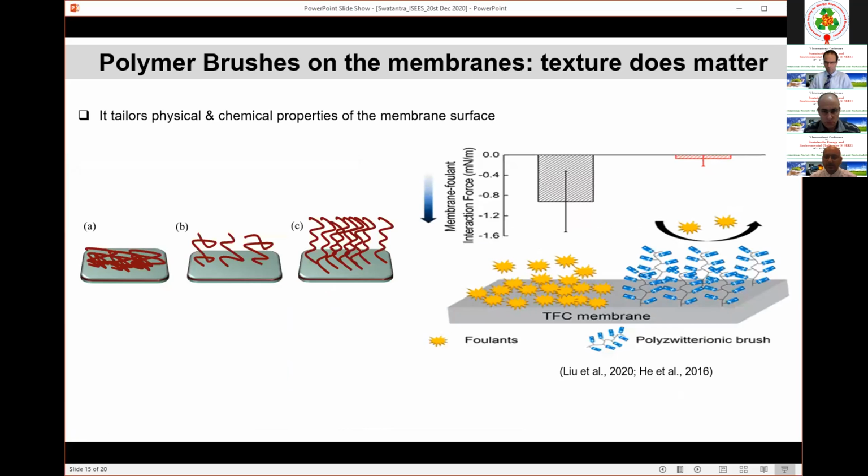Similar to that, at present here in IIT Bombay, one of my students is also trying to fabricate ultrafiltration and NF membranes modified with polymer brushes. The idea here is the same: we grow the brushes on top of the membrane, and along with changing the surface property, these brushes also change the texture of the membrane, and that will help to reduce the biofouling.